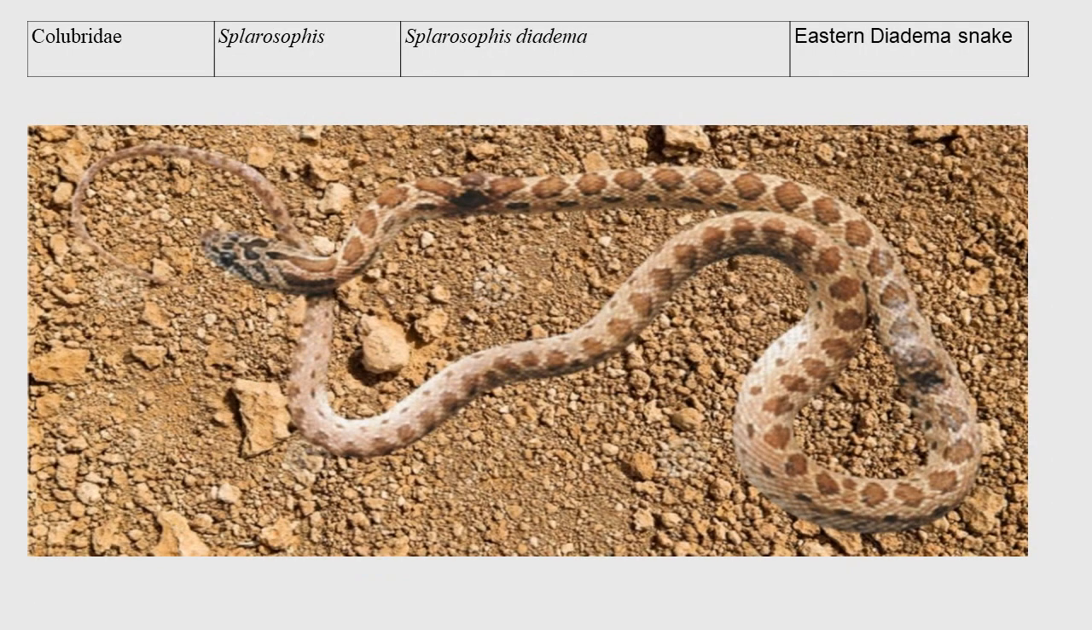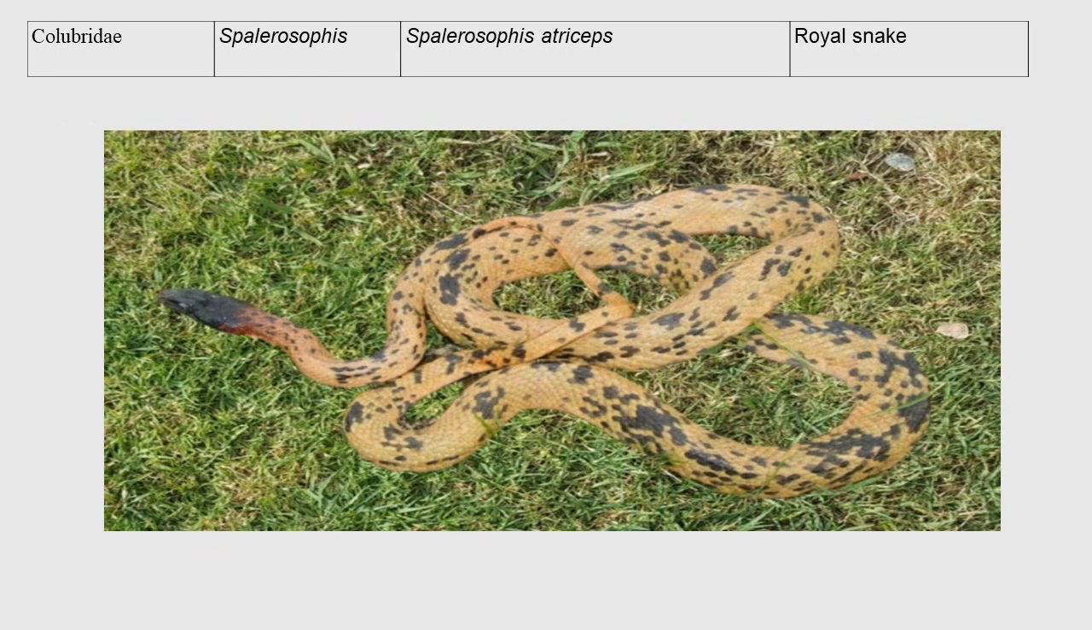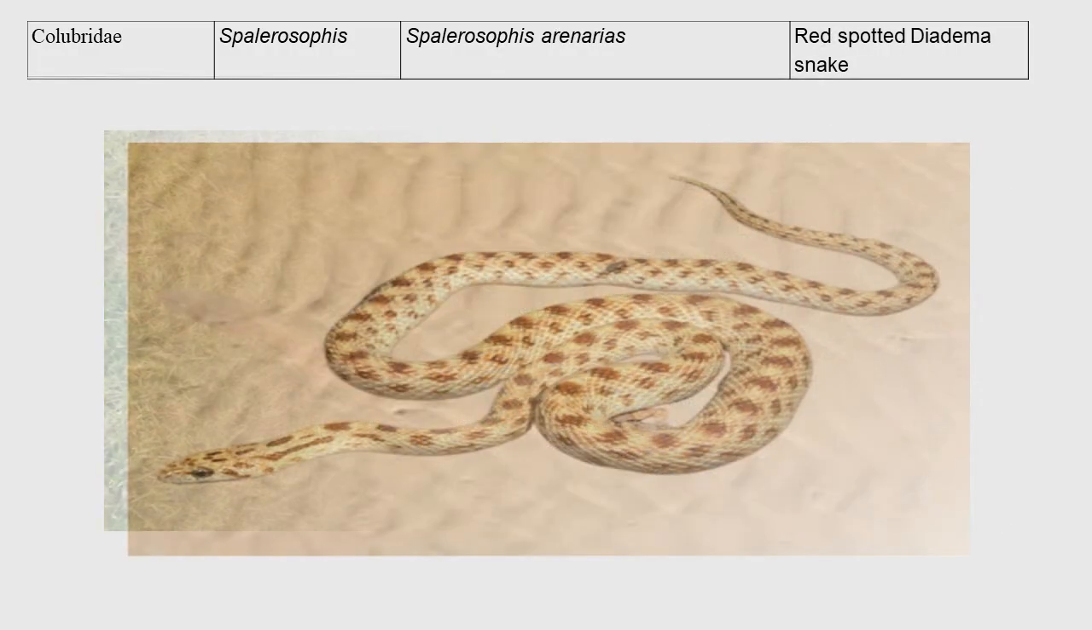Fourth family found in Cholistan is the Geckonidae. Royal snake, also the same genus, and red spotted diadem snake, which belongs to family Colubridae and are non-venomous.